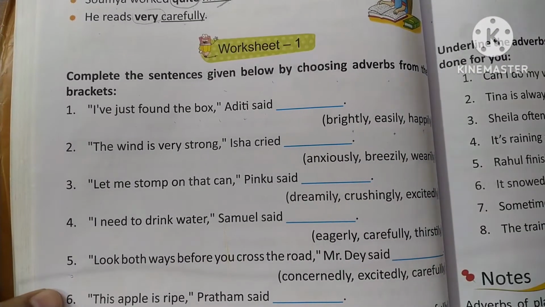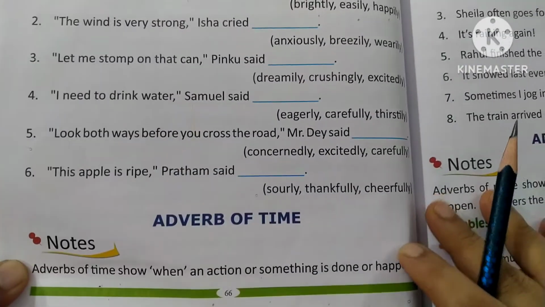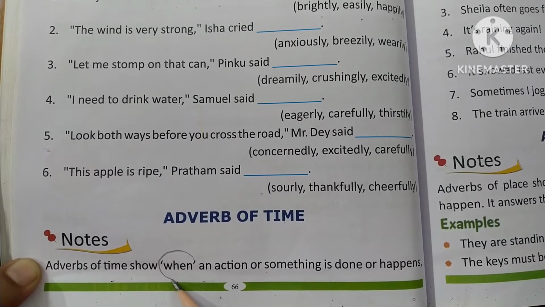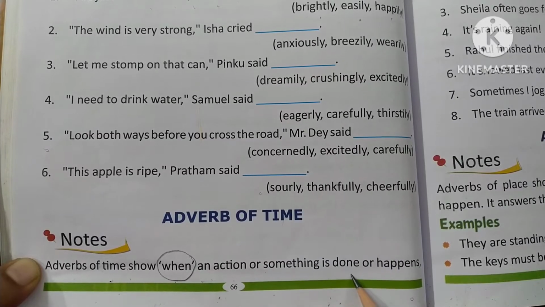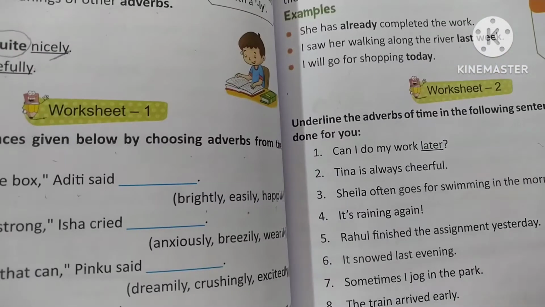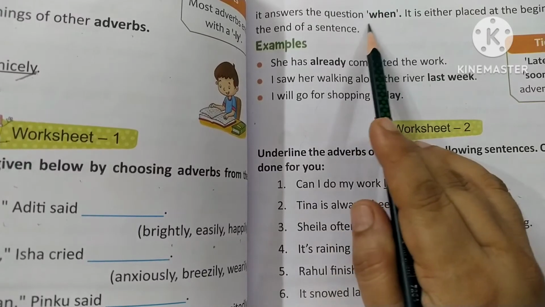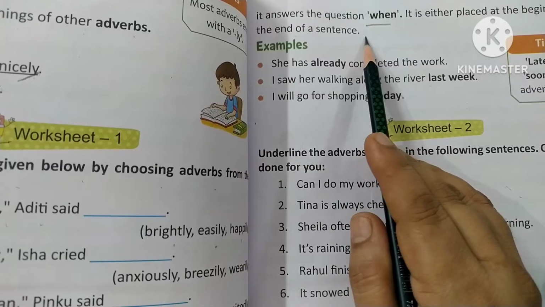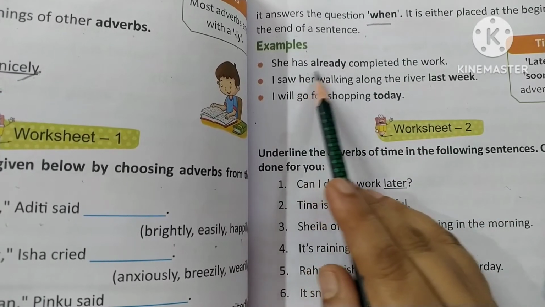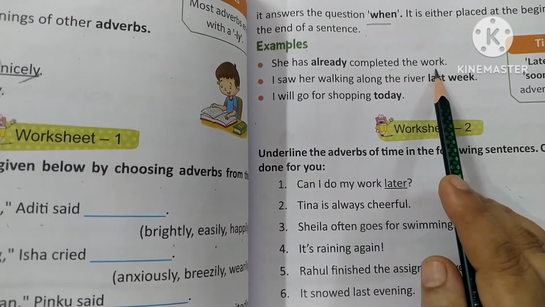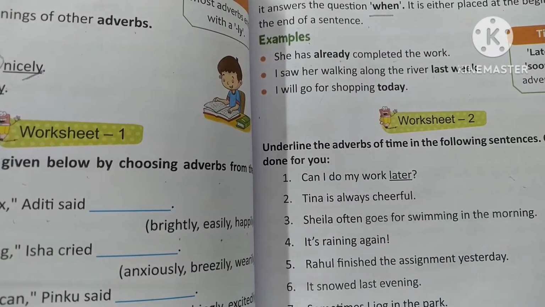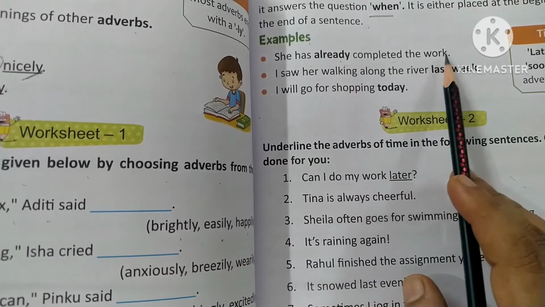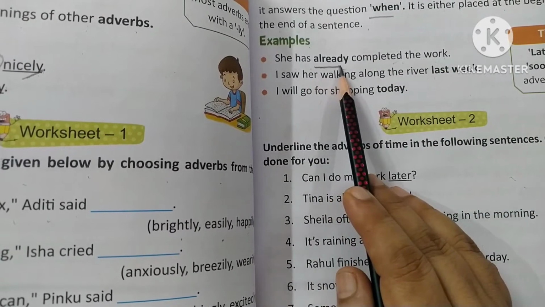Now next we will come over to adverb of time. Adverbs of time show when an action or something is done or happens. It answers the question when. It is either placed at the beginning or at the end of a sentence. Examples: she has already completed the work. Now you have to question, has she completed the work? Yes, she has already completed the work. So already is the adverb of time.